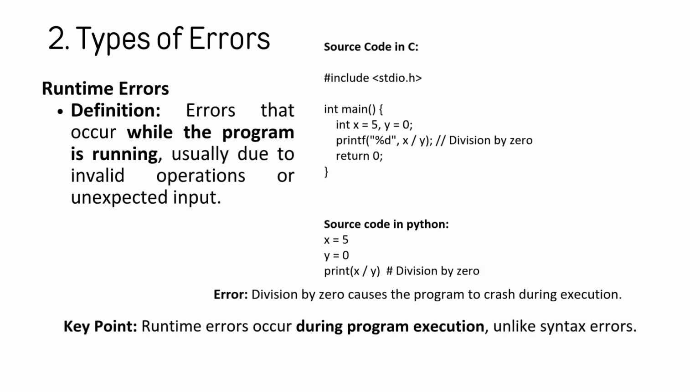Runtime errors occur while the program is running, usually due to invalid operations or unexpected input. Suppose x is equal to 5 and y is equal to 0. When we are going to print x divided by y, that time it will create an error which is known as division by 0, or a runtime error. So runtime errors occur during program execution, unlike syntax errors.